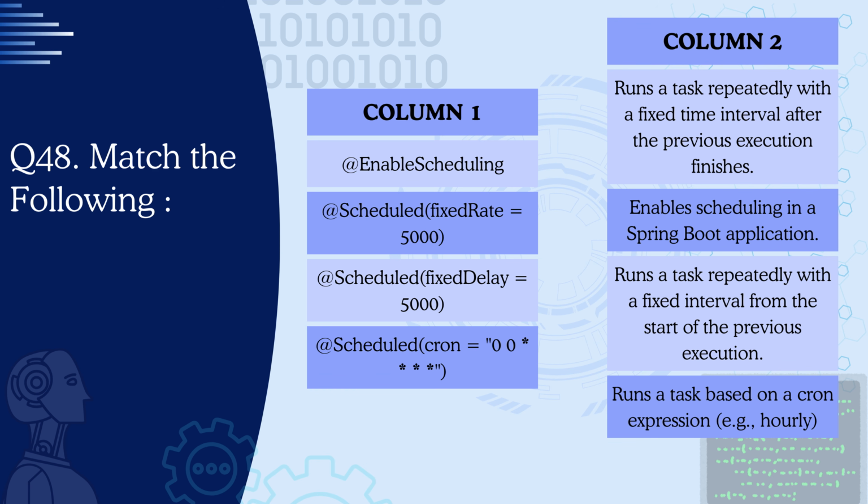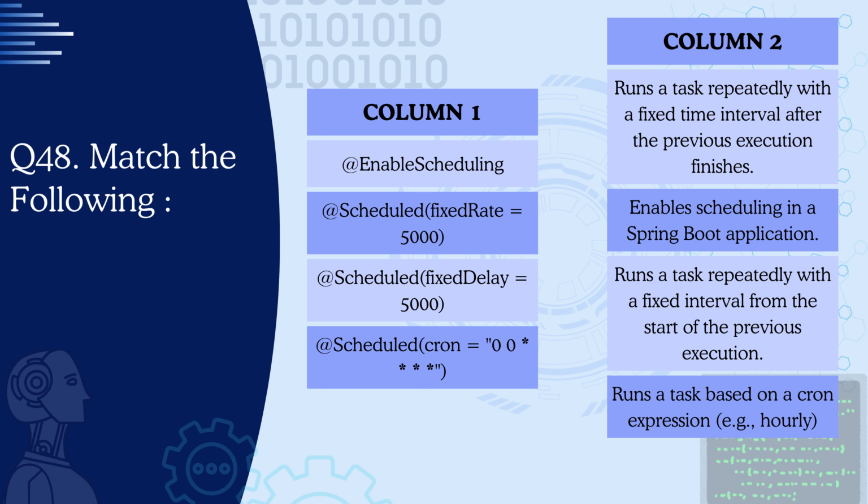Okay, so the correct match is @EnableScheduling enables scheduling in a Spring Boot application. @Scheduled, when used with a fixed rate, runs a task repeatedly with a fixed interval from the start of the previous execution. And @Scheduled, when used with a fixed delay, runs a task repeatedly with a fixed time interval after the previous execution finishes. And when we use @Scheduled with a cron expression, it runs a task based on a cron expression.